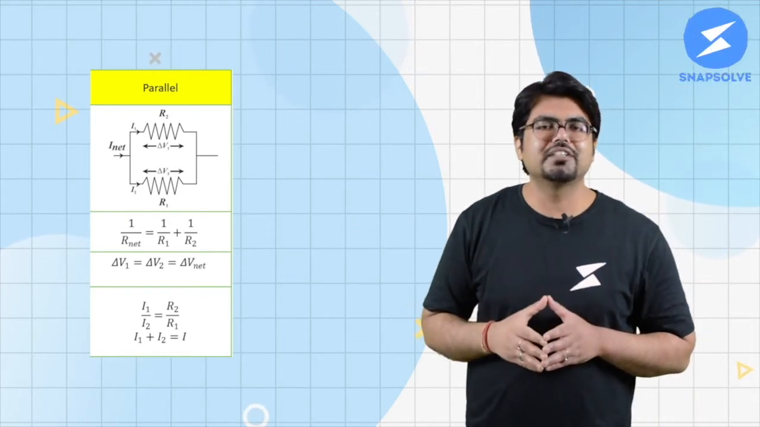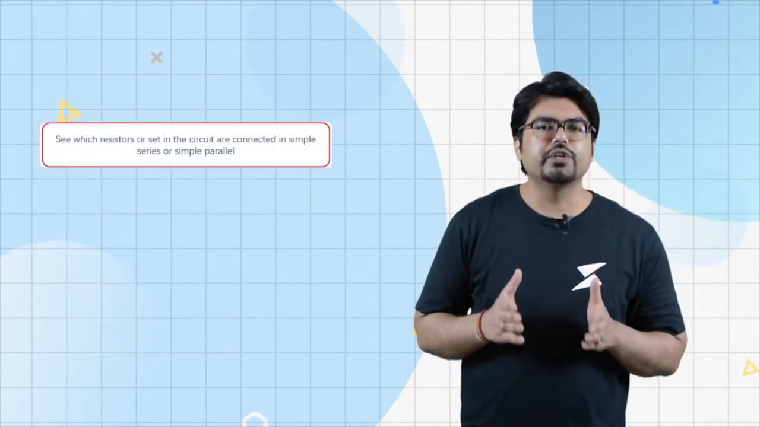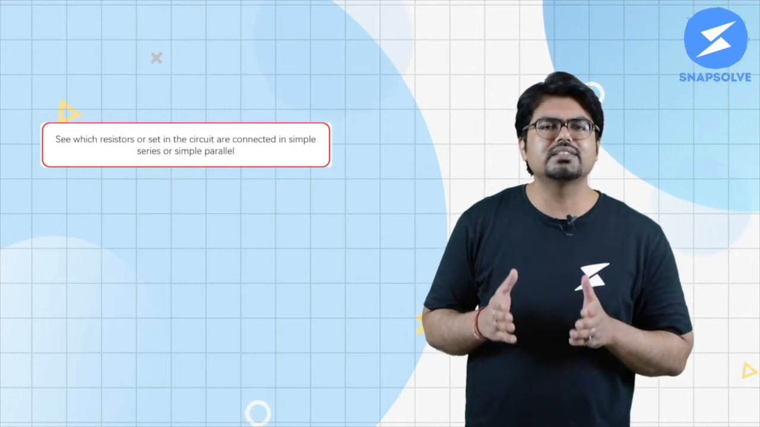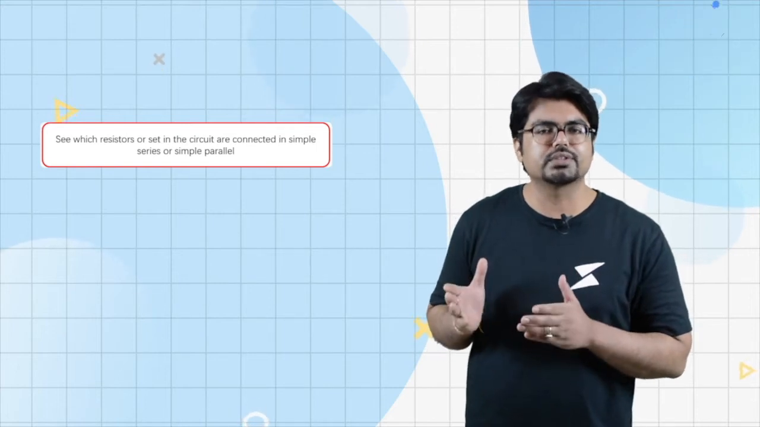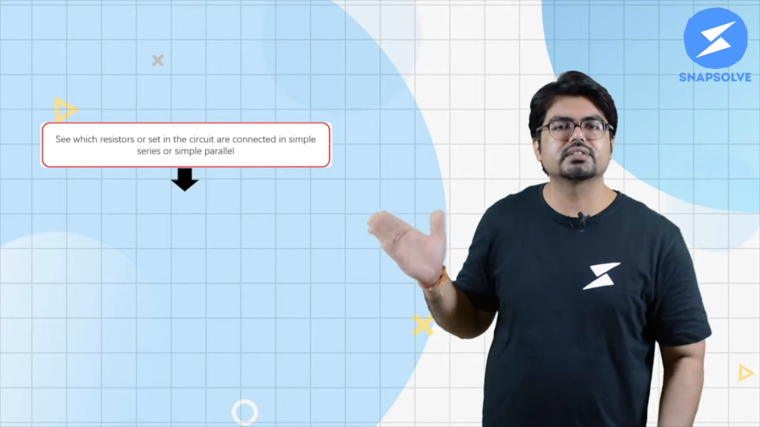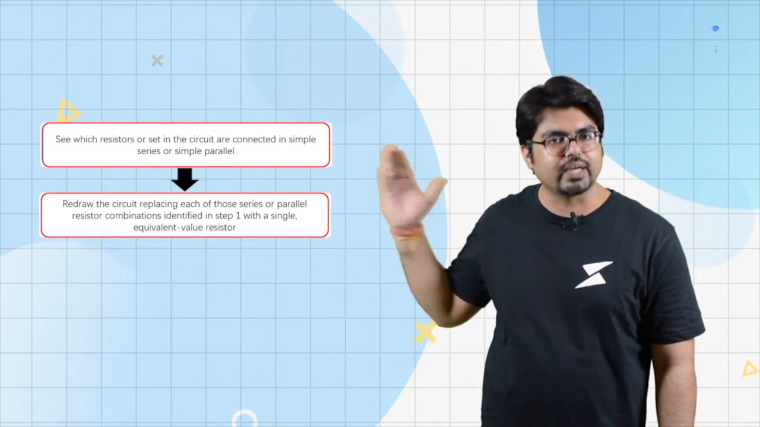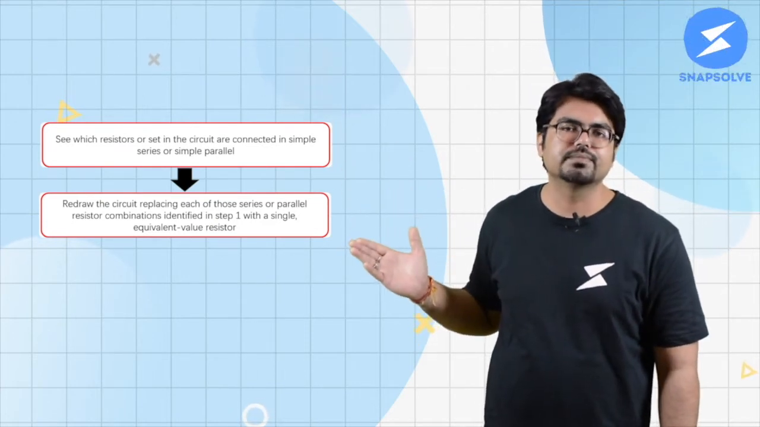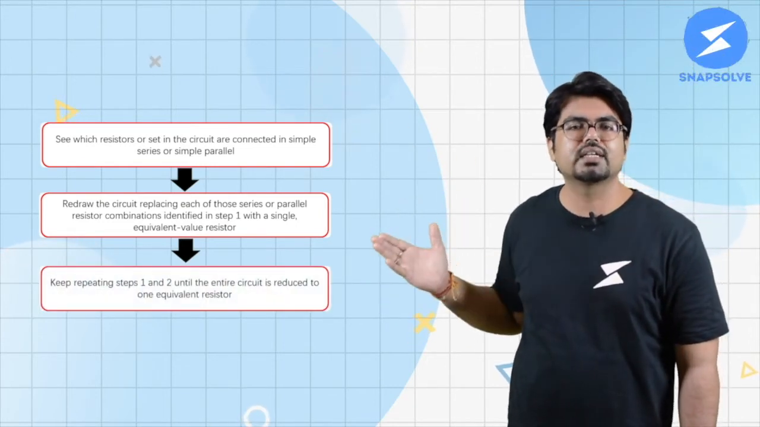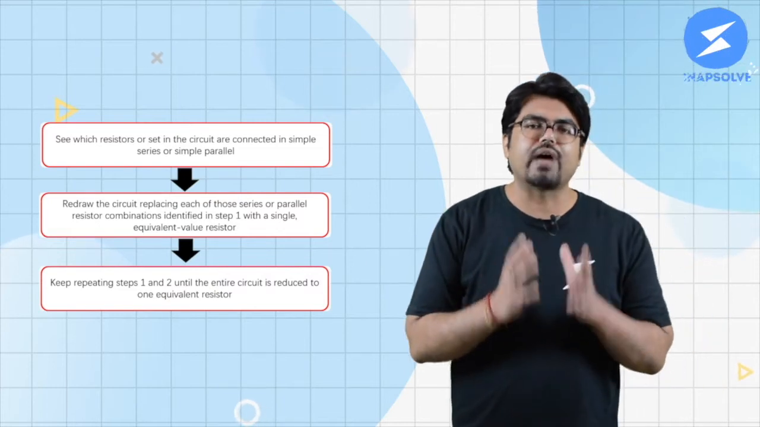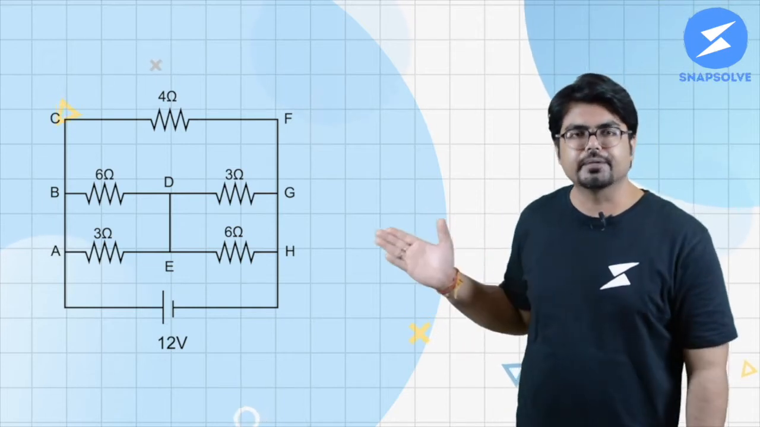Now let's come back to the procedure to solve the complex combination. The first step is to identify which resistors or sets in the circuit are connected in simple series or simple parallel and simplify them using the equivalent value results discussed. The second step is to redraw the circuit, replacing each of the series or parallel combinations identified in step 1 with a single equivalent resistor. The third step is to keep repeating steps 1 and 2 until the entire circuit is reduced to one equivalent resistor value. Let's now apply this procedure to the example I took up earlier.